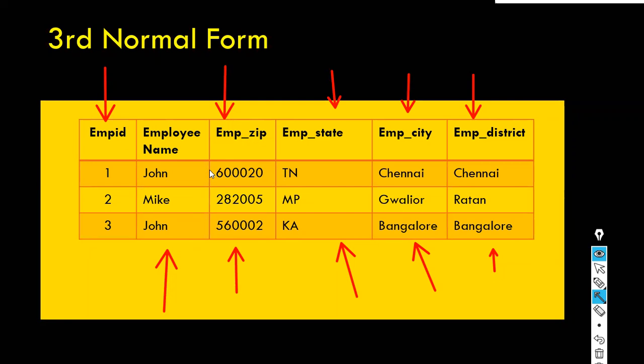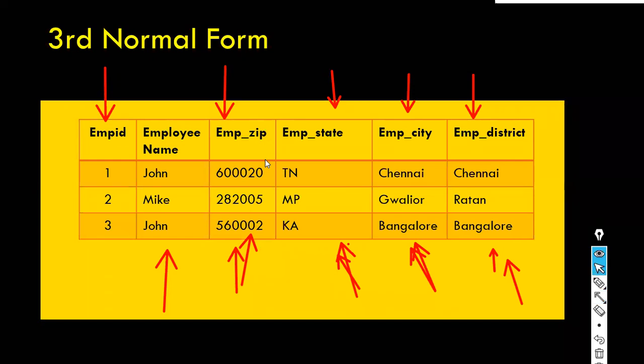All non-key columns should be fully dependent on the key column. But a non-key column should not depend on another non-key column. In this case, employee zip is a non-key column. The employee state is also a non-key column. But all these three non-key columns are dependent on this non-key column. It is violating the third normal form. Hence, we are going to split this table into two different tables. We are going to have these three columns in a single table, and these four columns in the other table.